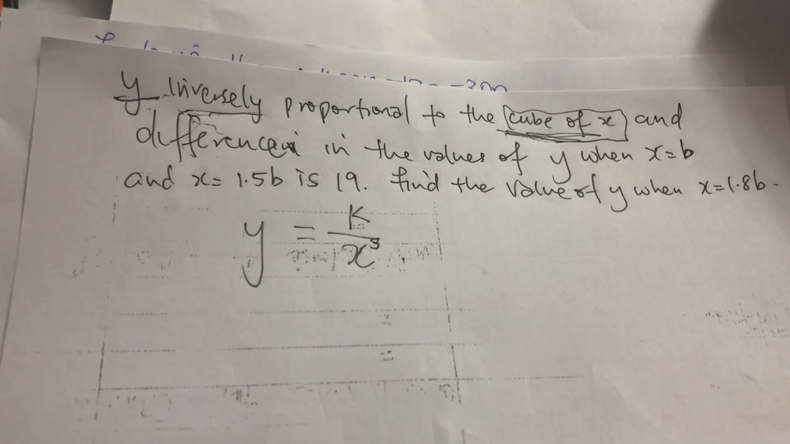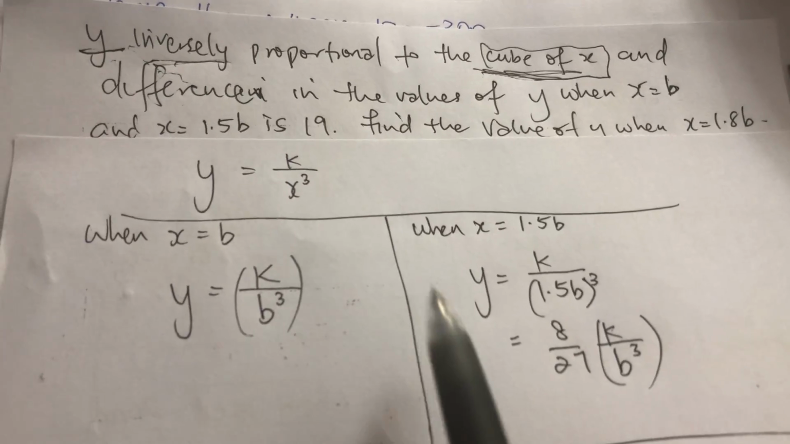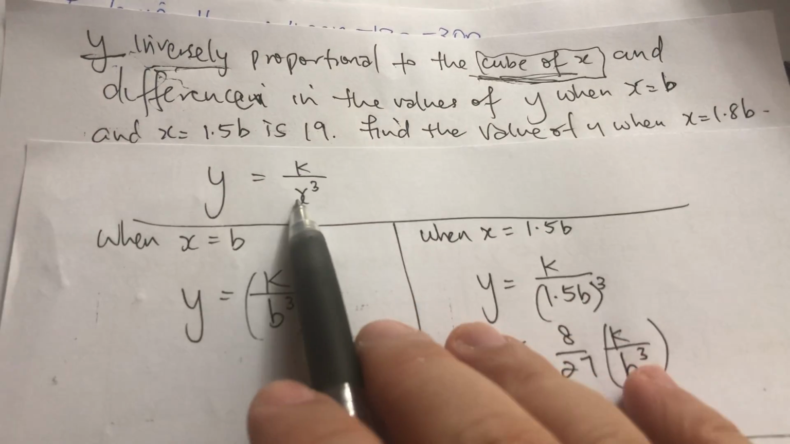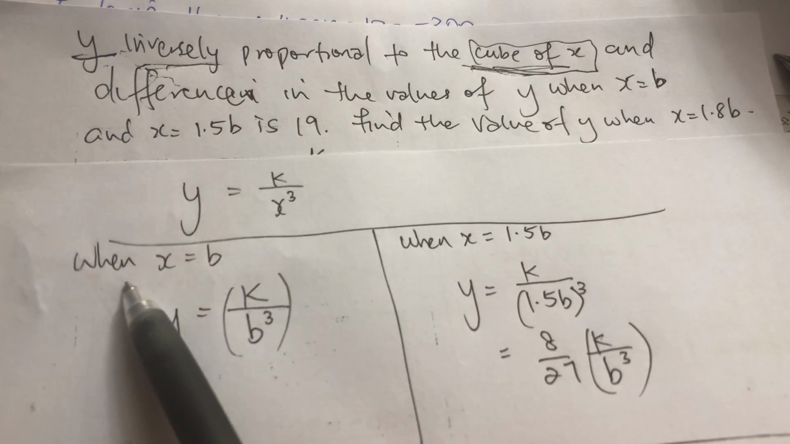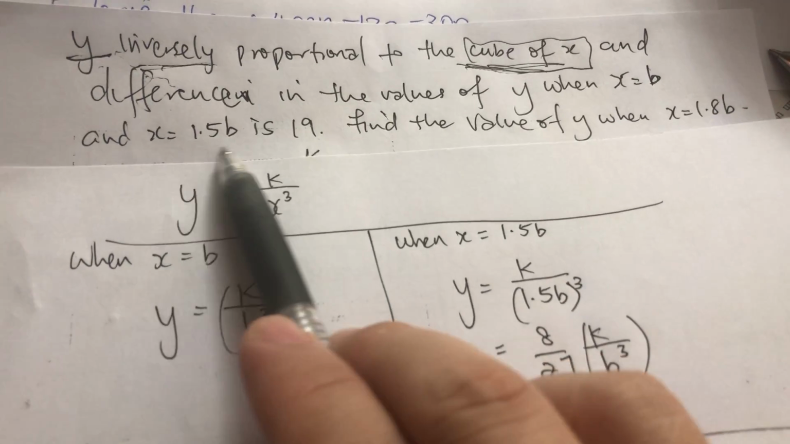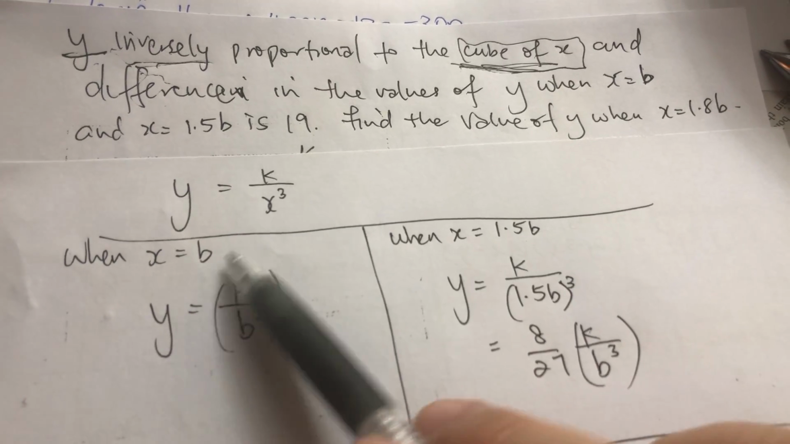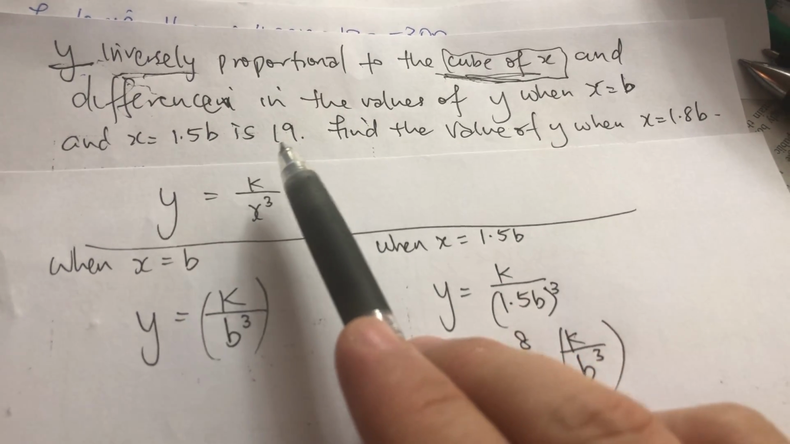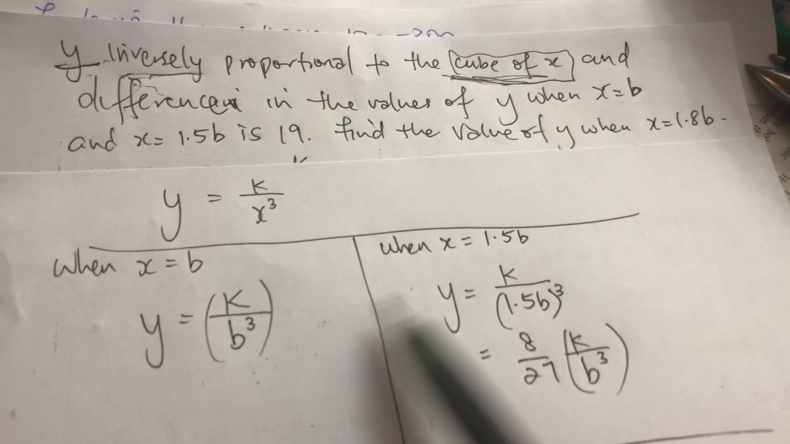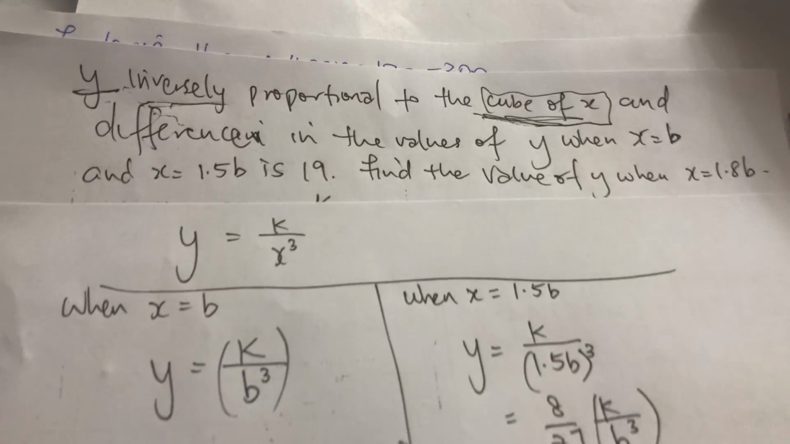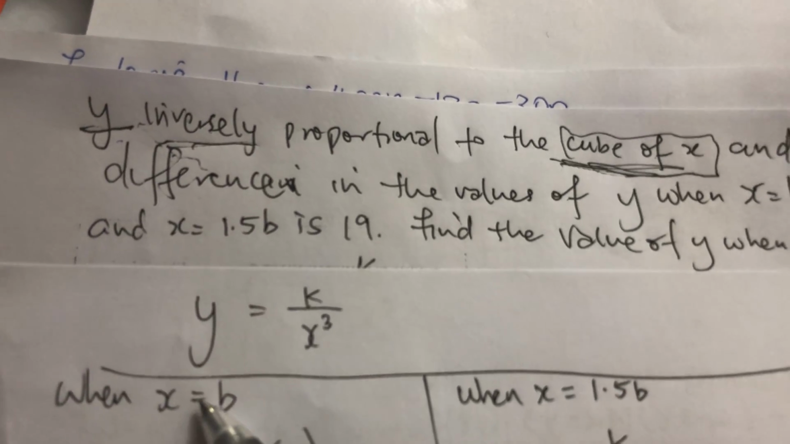Now, you see I've divided the page into two because there are two cases given to us. When x equals b, and when x equals 1.5b. Okay, this is b, this is b, not 6. Now, the difference between these two values, we don't know which one is bigger or which one is smaller until later. So, we just do as per normal, okay?